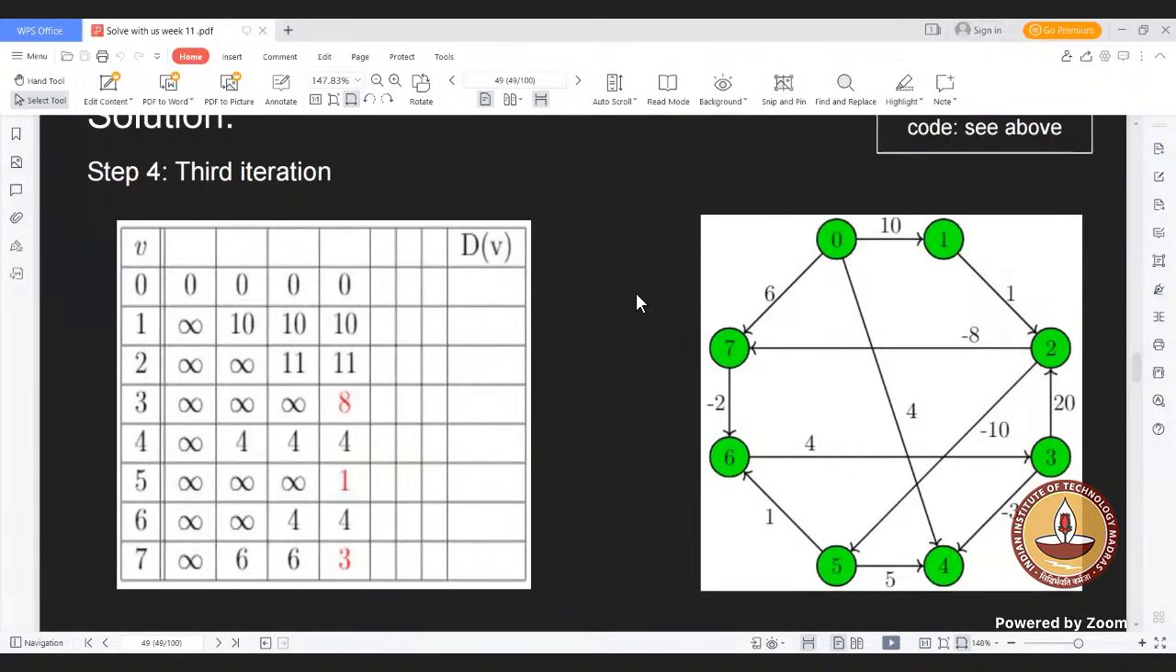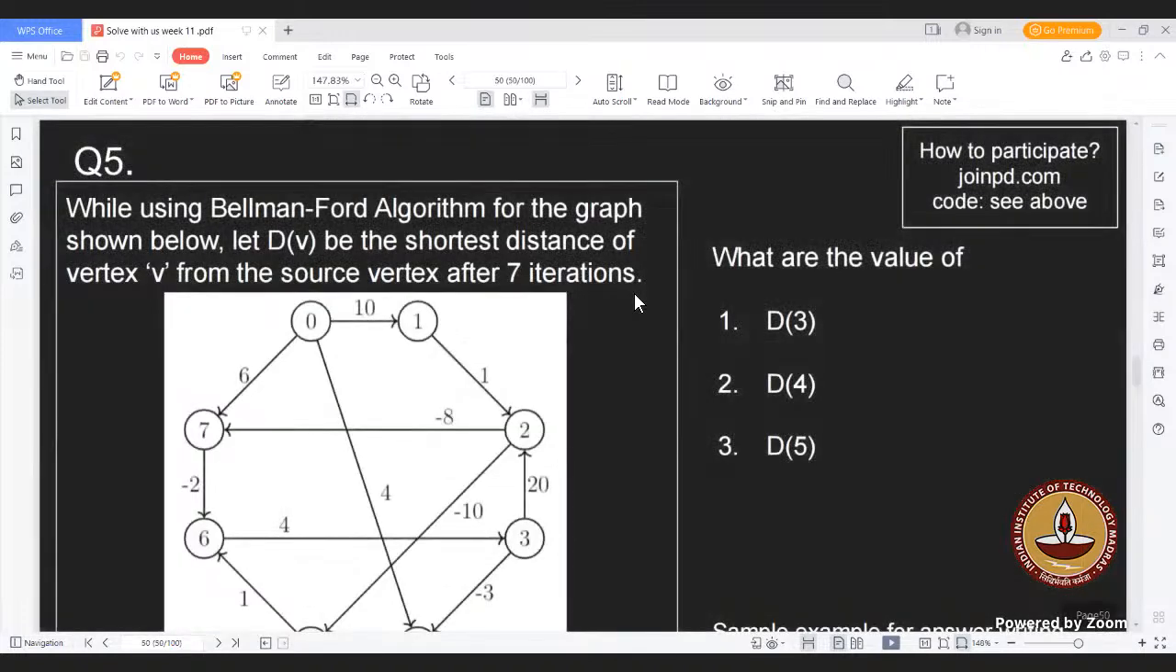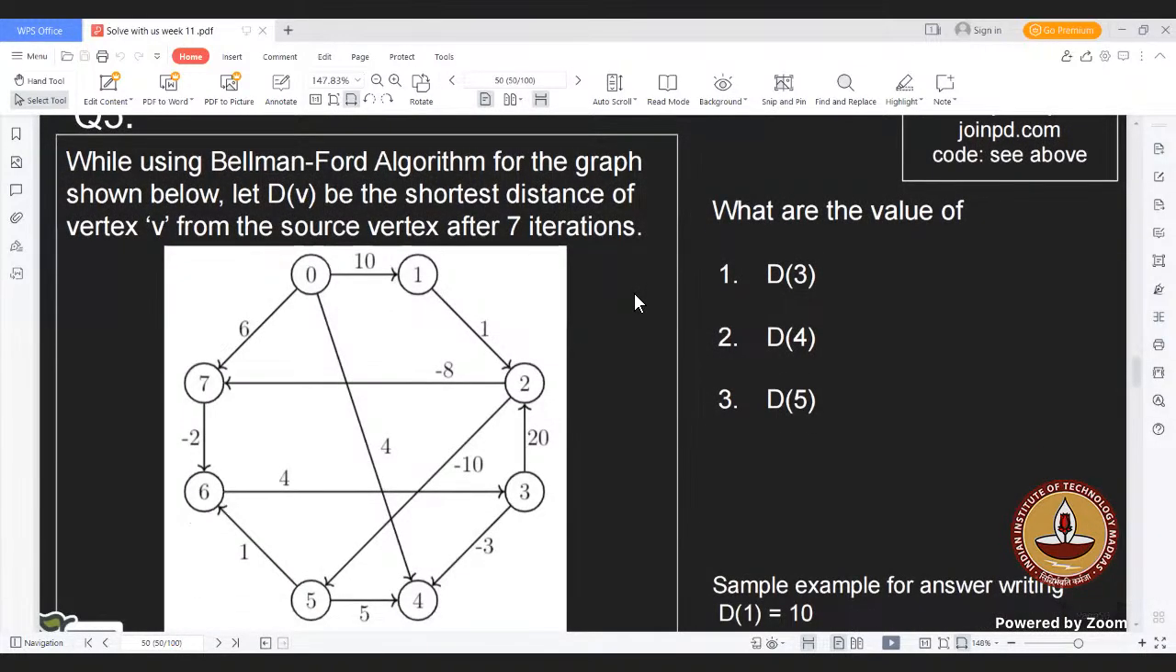So everyone got how to do this iteration? Yes, sir. Okay, it is the same graph. We have to find the values of D3, D4 and D5. We have to do all the 7 iterations and then find the minimum distance from 0 to 3, 0 to 4 and 0 to 5. That is what it's asking. You got this question?